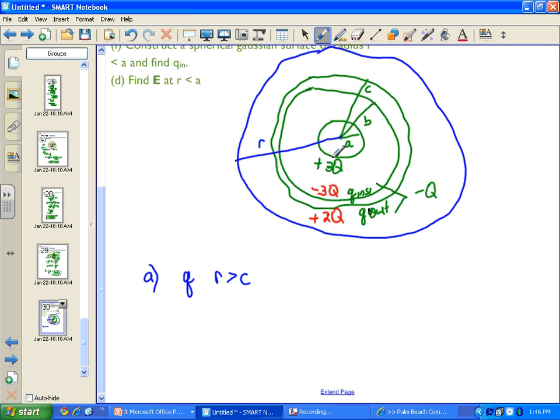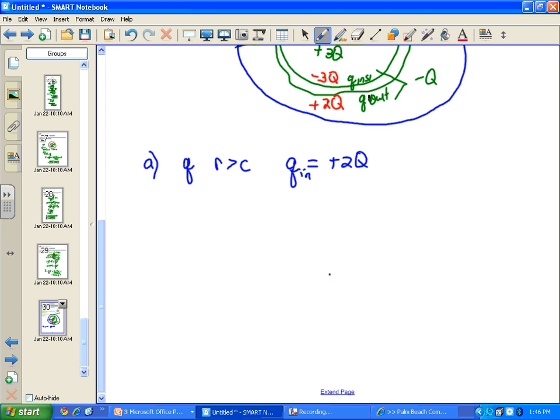Another way we could do this is to take plus 3Q minus Q, because that's the total of inner and outer, and that gives us plus 2Q. So the charge in the case where the Gaussian surface is greater than C is equal to plus 2Q, and that's the charge inside the Gaussian surface.